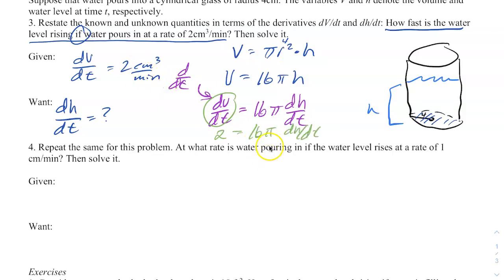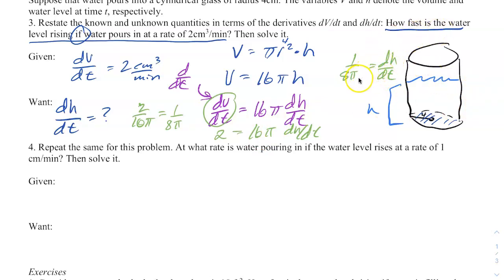So then just divide both sides by 16 pi. 2 divided by 16 pi is 2 over 16 pi, also known as 1 over 8 pi. So that'll be my answer. 1 over 8 pi equals dh/dt. So that's the rate at which the height is increasing, how fast the water is rising.